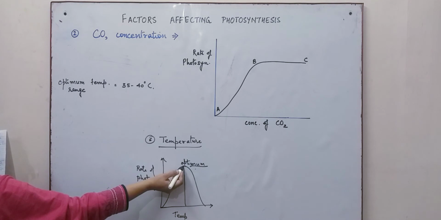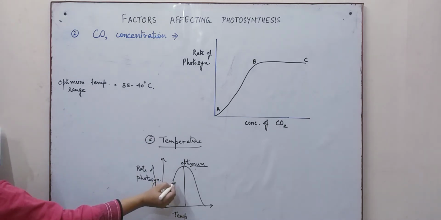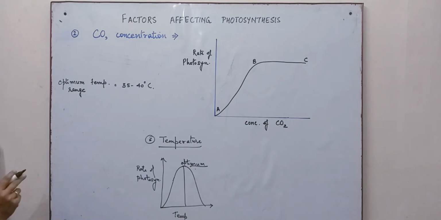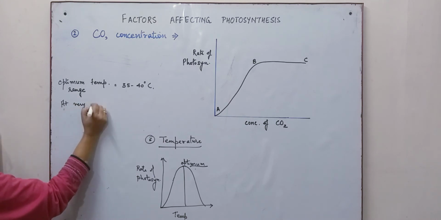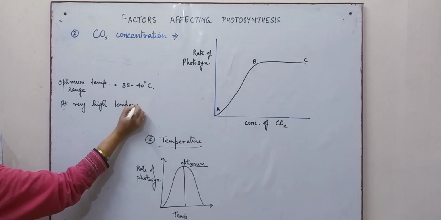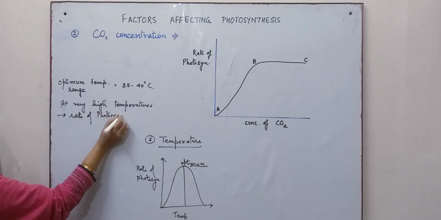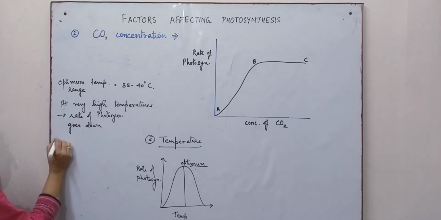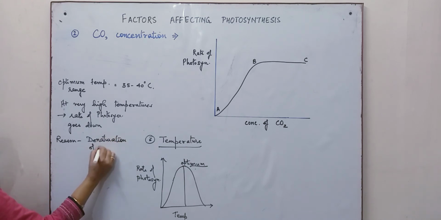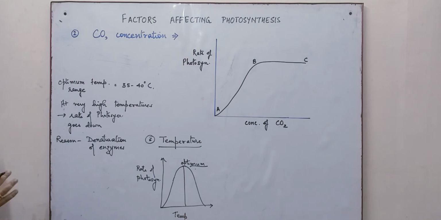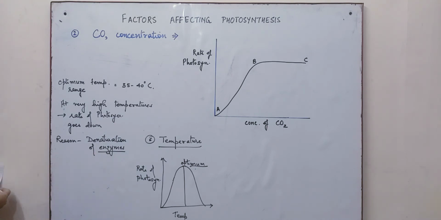But after reaching an optimum level, if the temperature is increased further, we do not observe any increase in the rate of photosynthesis. Instead, it goes down. Now, the reason is it causes the denaturation of enzymes. So at very high temperatures, the rate of photosynthesis goes down or decreases. The reason is denaturation of enzymes. So this denaturation actually results in the decrease in the rate of photosynthesis because enzymes are involved at various levels of the process of photosynthesis.